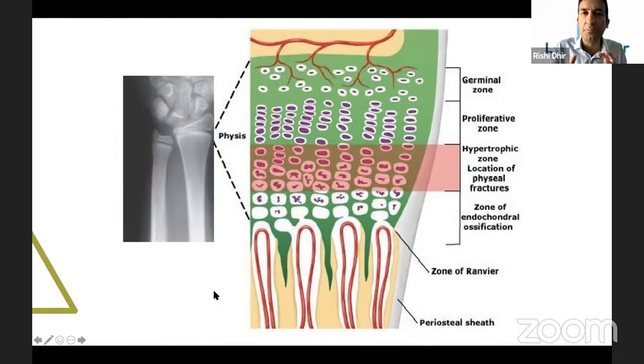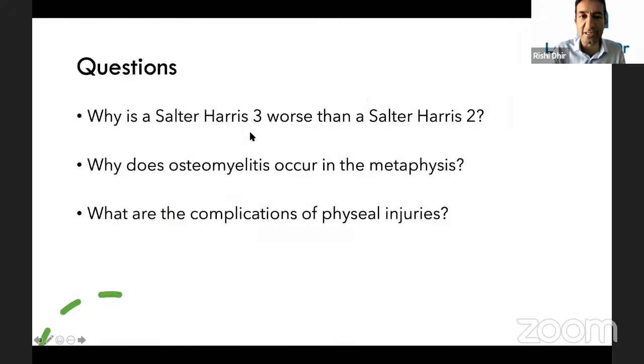Why are children more susceptible to osteomyelitis than adults? It's because they've got these very tortuous blood vessels, so bacteria get deposited out of solution. Why is a Salter-Harris 2 better than a Salter-Harris 3? What are the complications of physeal injury? So that's typically how they will ask it in the exam. It's always to do with the clinical first.